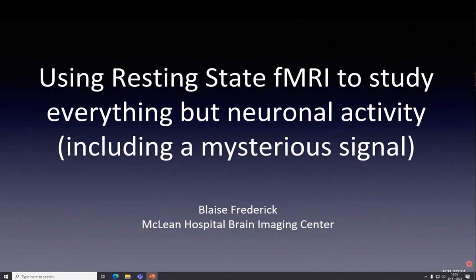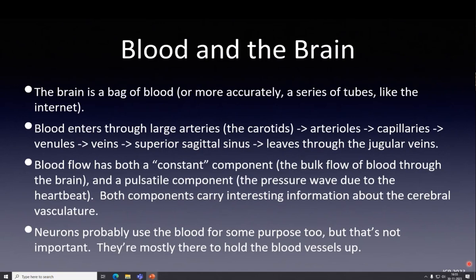Okay, so today I'm going to talk about resting state fMRI and using the resting state fMRI data to look at everything except neuronal activity. And I'm also going to talk about a mysterious signal that we're trying to understand now. So my perspective is that the brain is just a bag of blood, or it's a series of tubes like the internet. And the blood just enters through the arteries, goes through all the little vessels, and comes out in the veins at the end.